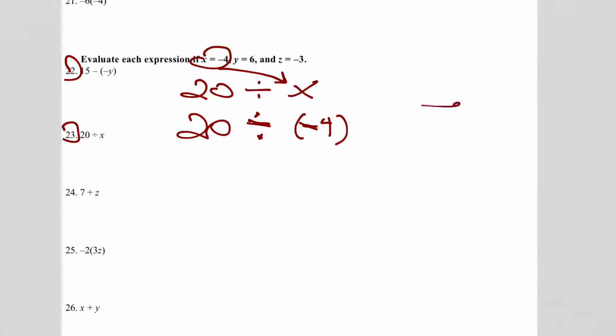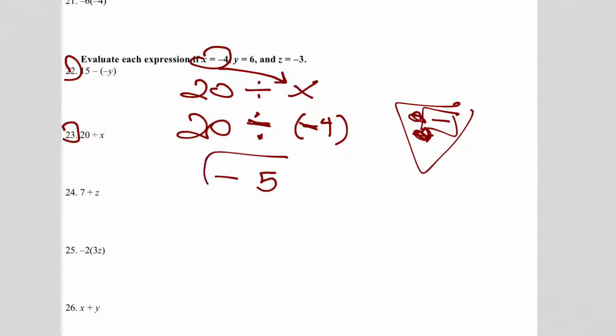Remember, when we divide, we're going to use the mat triangle. So 20 was positive and 4 was negative, which leaves us with a negative answer. And 4 times 5 is 20, so 20 divided by negative 4 is negative 5. And this one was 21. Let's do 24 now.